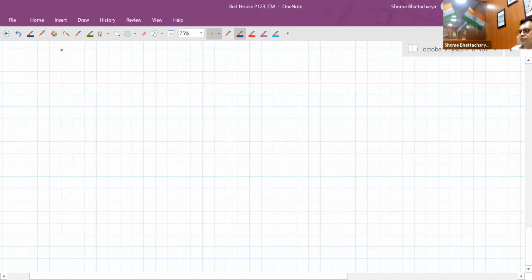Or tan inverse of 0, you will get 0. Or tan inverse of 1.732, if you try out, you will see it's very close to 60 degrees. It will be slightly less than 60 degrees, approximately equal to 60 degrees.